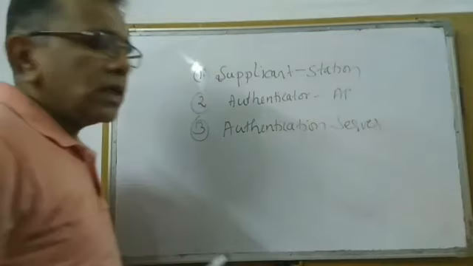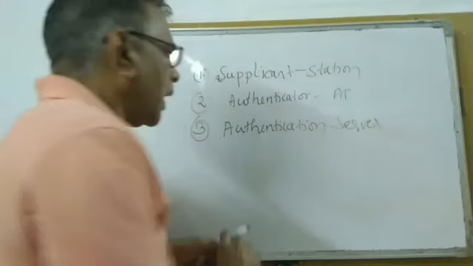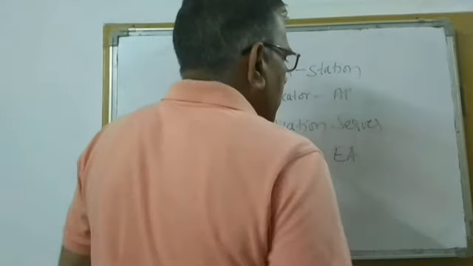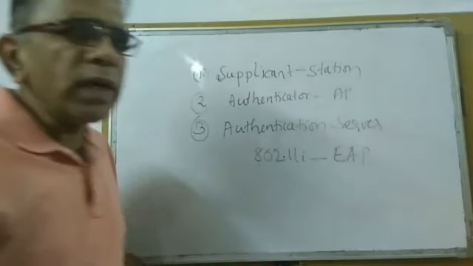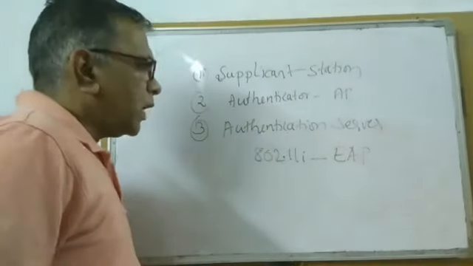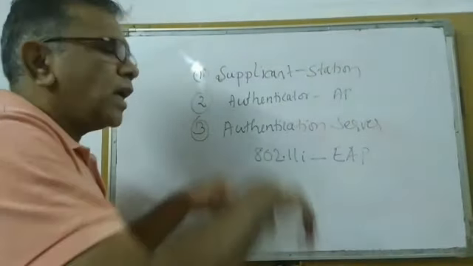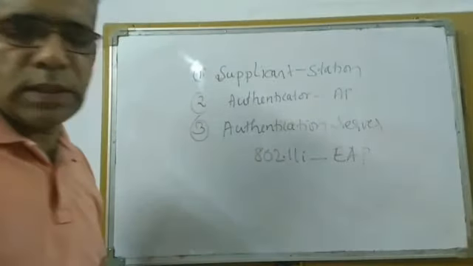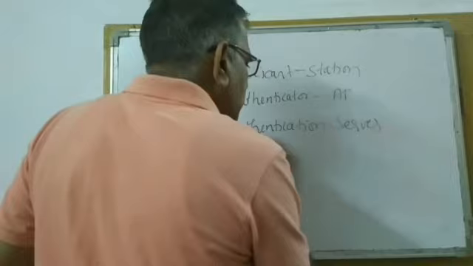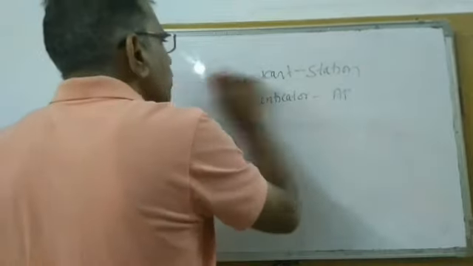Basically, this authentication happens in IEEE 802.11i with the help of the Extensible Authentication Protocol. Actually, it is not a single protocol. It is a group of protocols. It is a kind of framework through which the authentication happens. So how exactly EAP works, and we will discuss different versions of EAP.